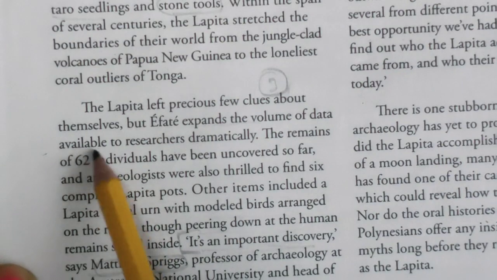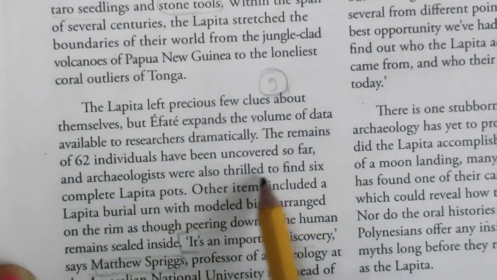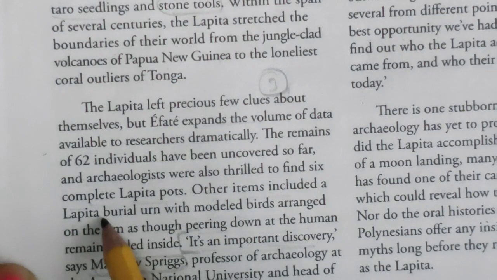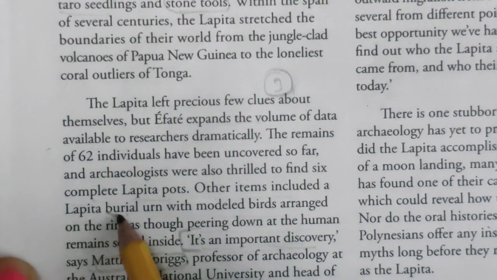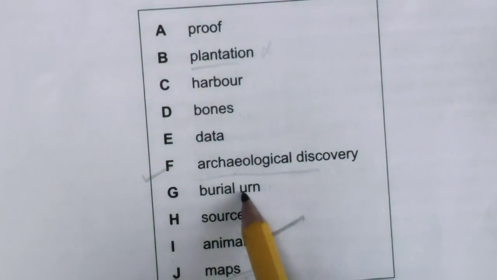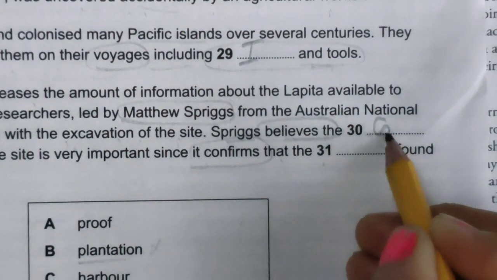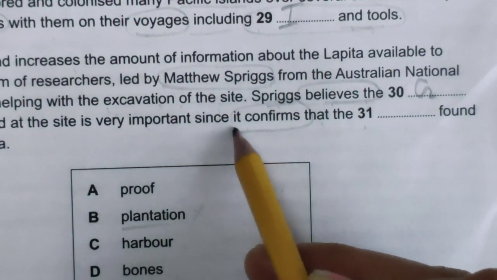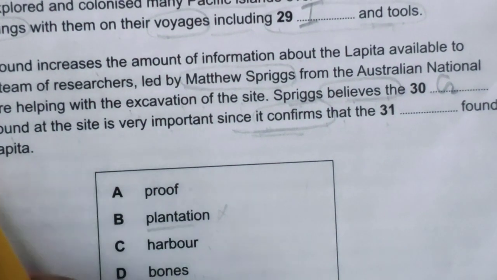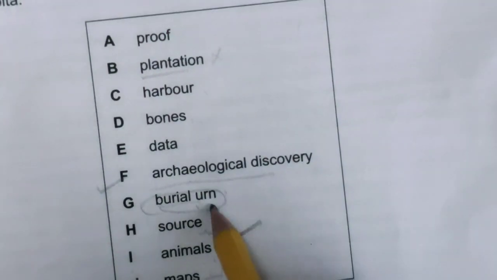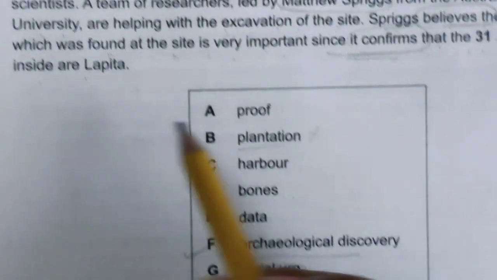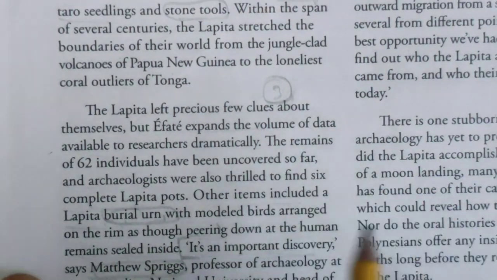36. Okay, clues or related research. The remains of has been uncovered. Archaeologists are thrilled to find 6 complete Lapita pots. Others in items. Okay, other items, yes, other items included a Lapita burial urn. Okay, so here, yes, word is there. Yes, so that is why we are putting here G, because Spriggs believes. So believes, the main belief will come here, but before that he wants to say which was found at the site is very important, that is burial urn. Okay, and it confirms that the dash found inside are Lapita. So Lapita, what they found. So let's read it here.